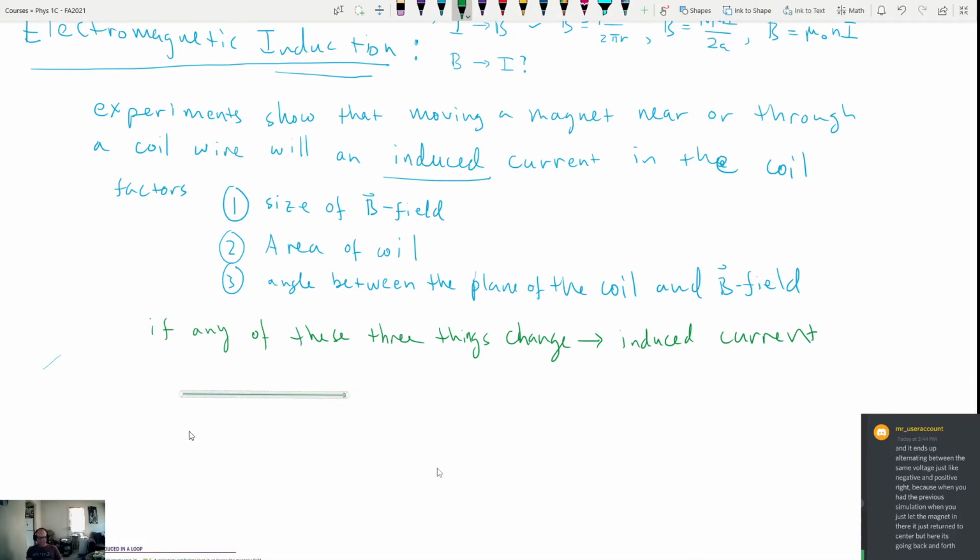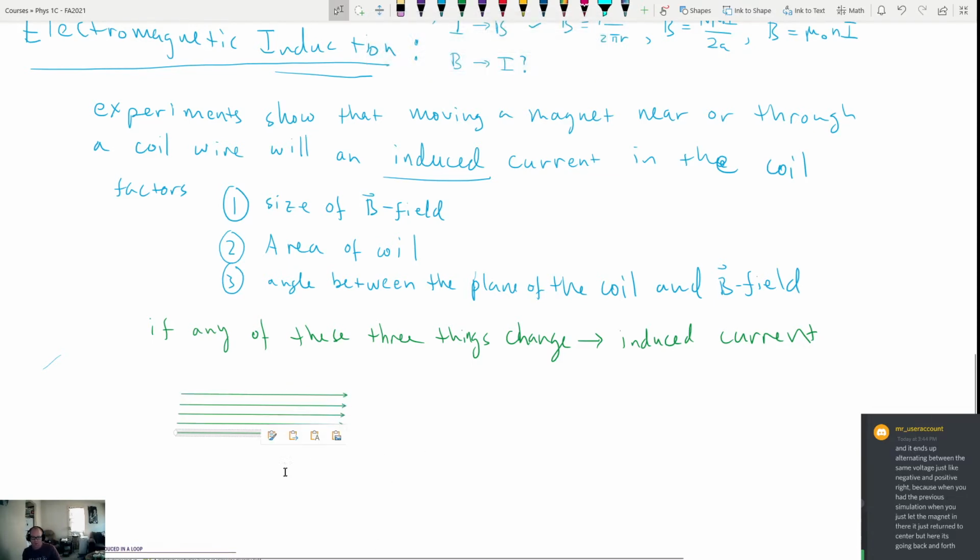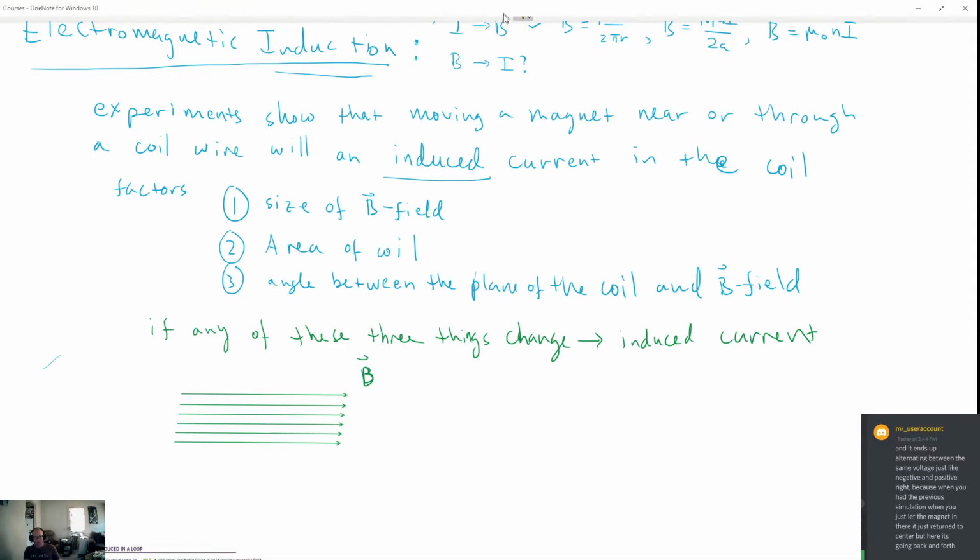Suppose that in a region of space I have a magnetic field that looks like this, right? And I take a coil, and let's say I take my coil like this. So I've got a coil right here, some radius r. And say I take my coil and move it into the magnetic field like this, in this direction. What's going to happen is that it's going to induce a current within the coil.